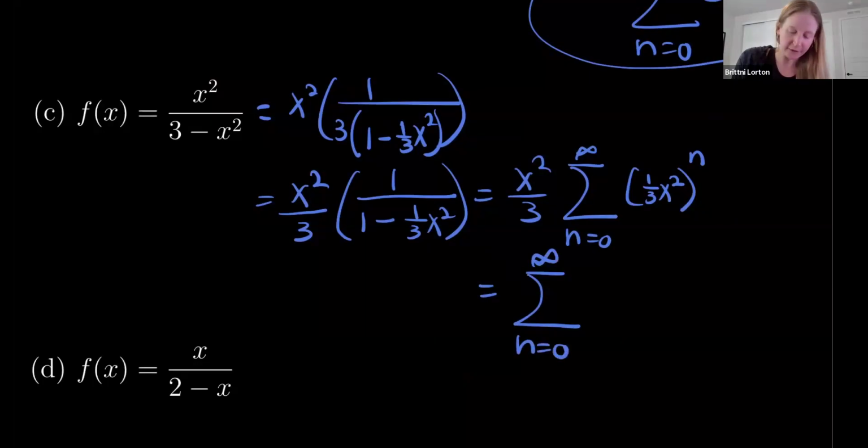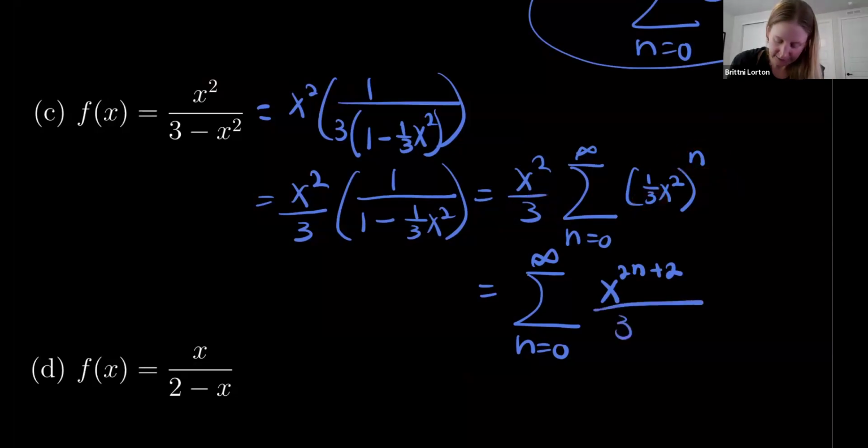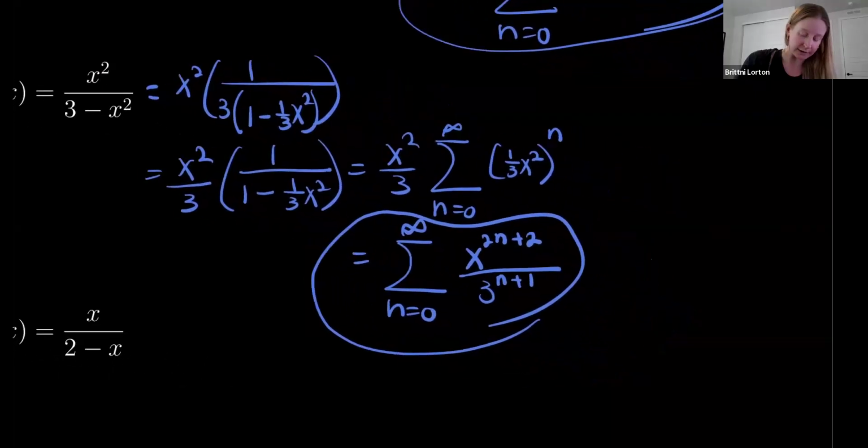n equals 0 to infinity, and I would watch this if I were you. This becomes x squared times x to the 2n, which is x to the 2n plus 2. And keep watching. This is 3 to the 1 times 3 to the n on bottom, which is 3 to the n plus 1 on bottom. There we go. That is my power series, but this one has some more to it.